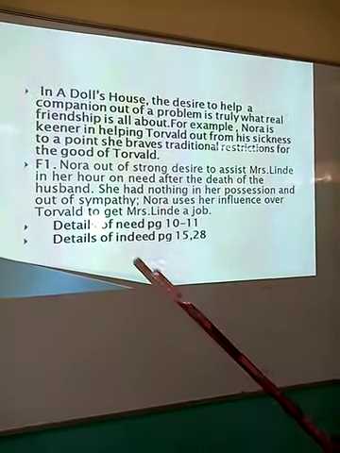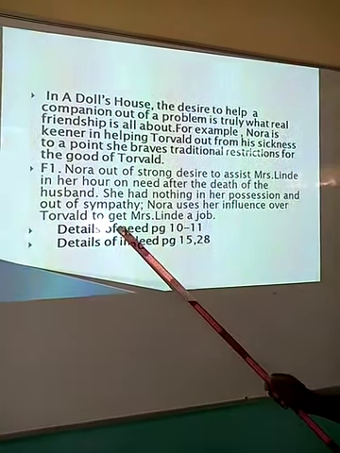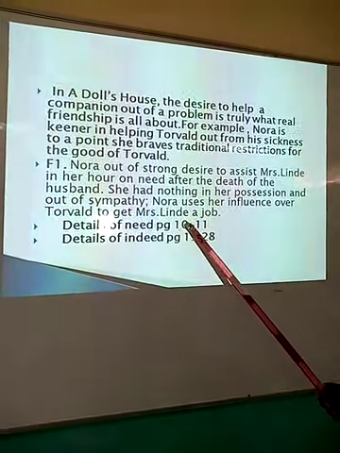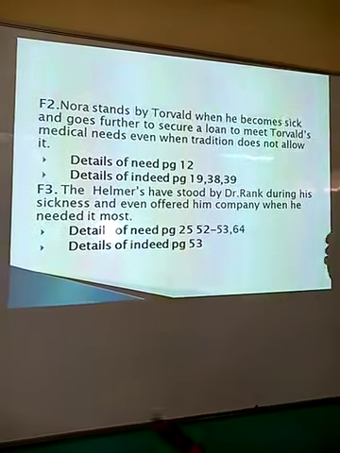Now in that context, in order for the candidate to score fair, there will be need to bring out the details of the deed. They are on page 10 and page 11. And then the details of how Nora persuades Torvald to do this. We find this on page 15. We find this on page 18. Now we are moving on.